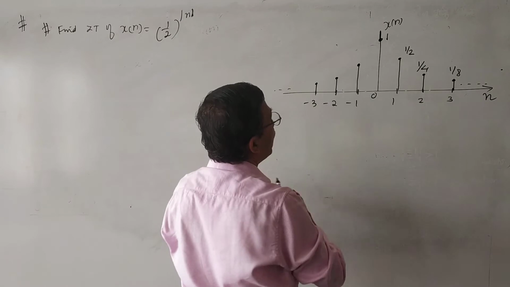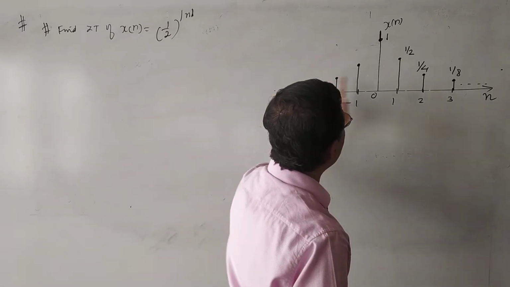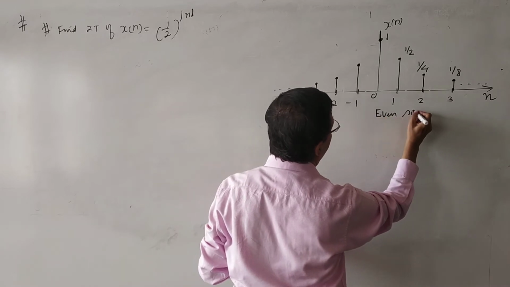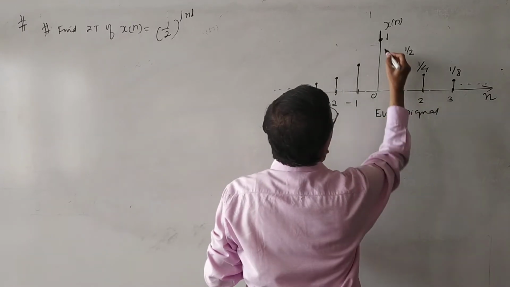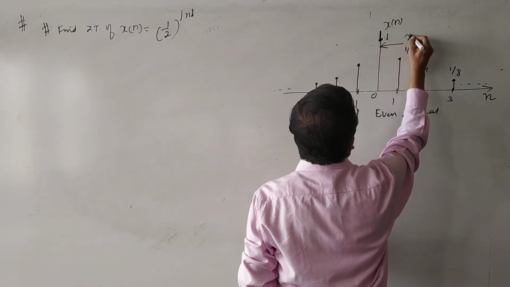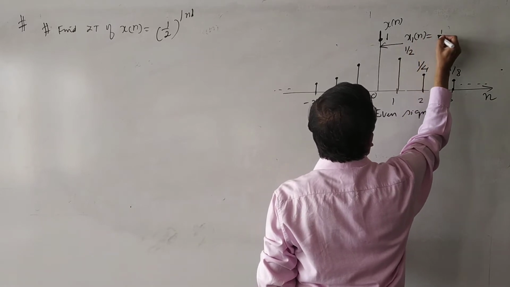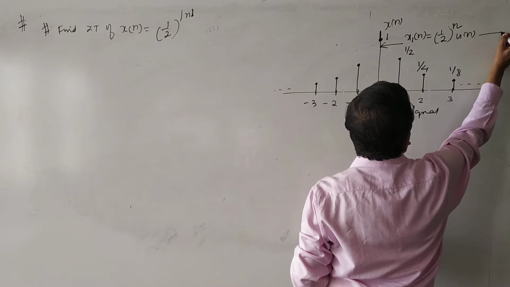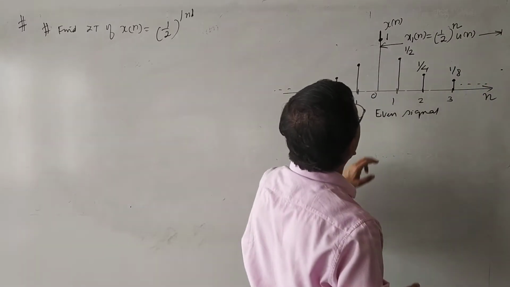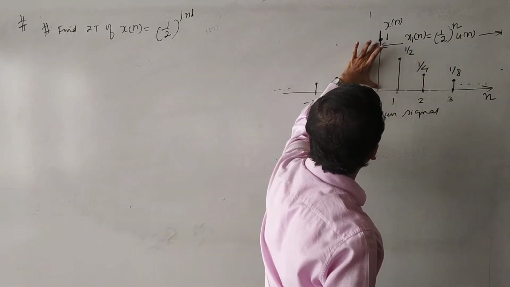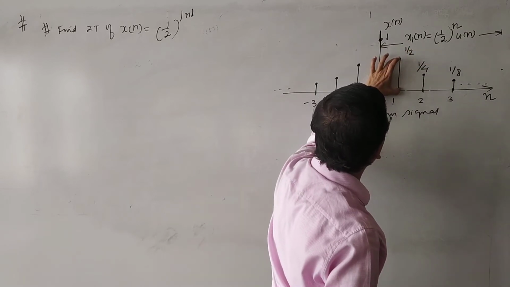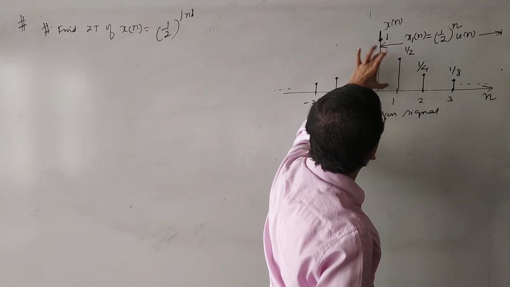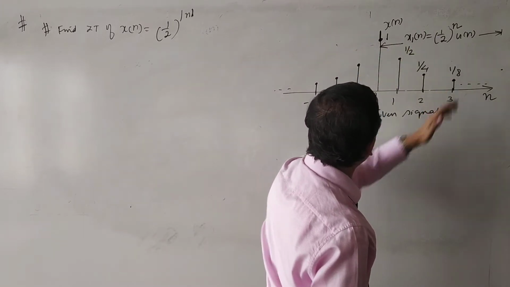There are several samples extending from minus infinity to plus infinity. This is an even signal. For positive time, x of n will be called x1 of n. And what is the expression? Half to the power n into u of n. When n is equal to 0, you get 1. When n is equal to 1, you get half. U of n gives the location. Half to the power n gives the amplitudes of the samples for positive time.